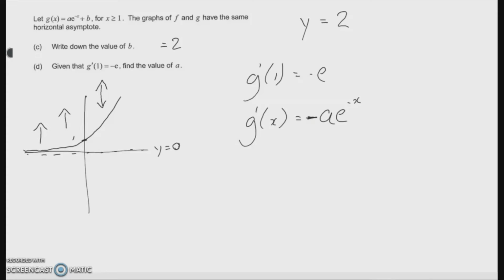So the general gradient function g prime of x is negative a e to the negative x. I can now substitute in 1 to get negative a times e to the negative 1, and all I need to do here is equate that to the given value, which was negative e to the negative 1.